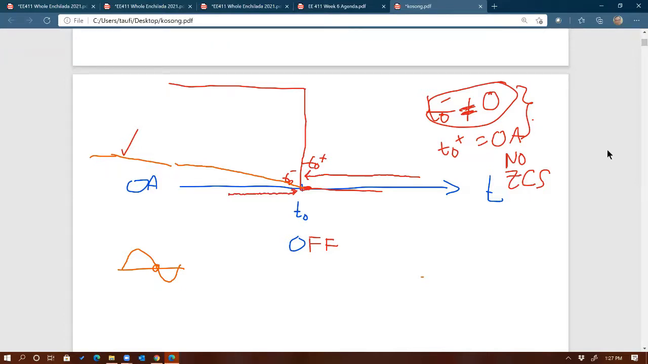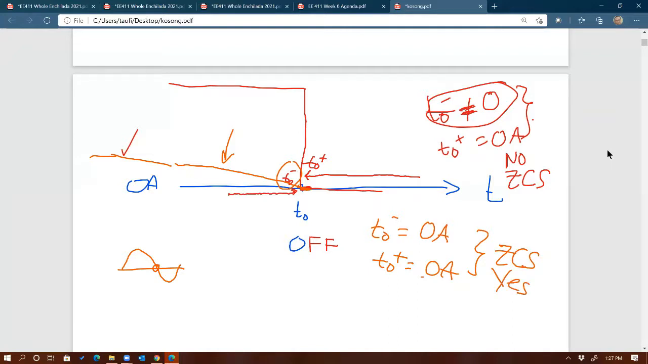So when you do T0 minus, what do you think is the value of that current? Basically 0, because the sine wave goes to 0. So right before T0, if this is a sine wave, the value of the current right before T0 is 0 amps. And then right after is also 0 amps, it's already turned off. So here is where we have yes for zero current switching. Does that make sense? Anybody?